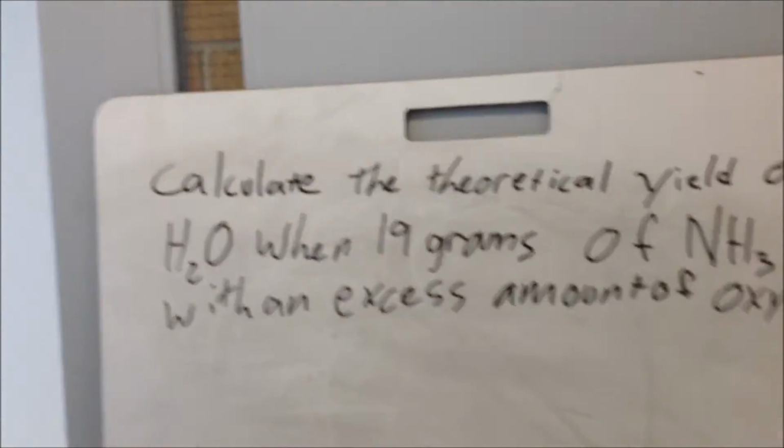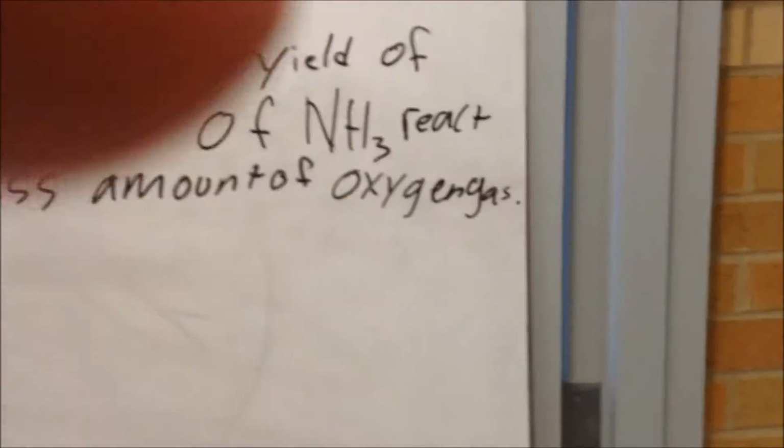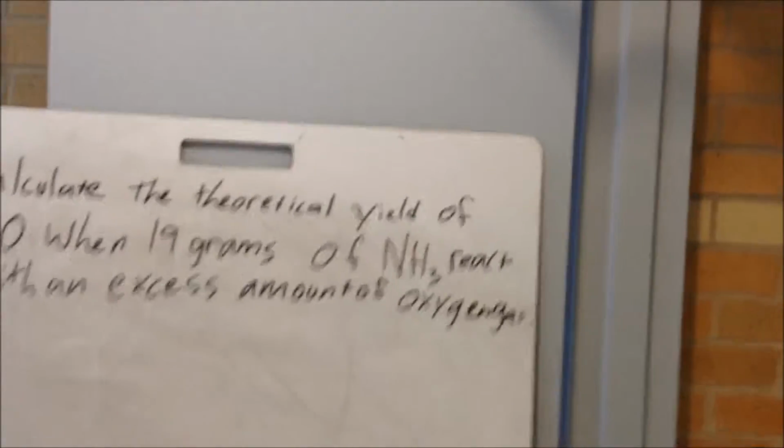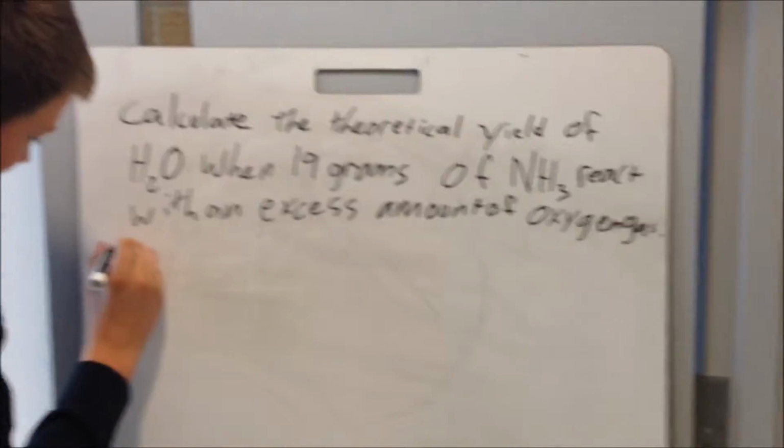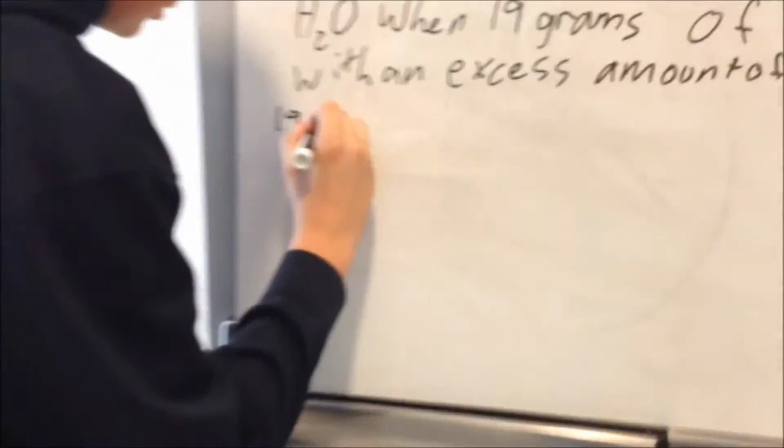Okay, so our problem is we're trying to find the percent yield. It's a two-step problem. The first problem is to calculate the theoretical yield of H2O when 19 grams of NH3 react with an excess amount of oxygen gas. So the first thing we need to do is write the given. The given goes first, so it's 19 grams.